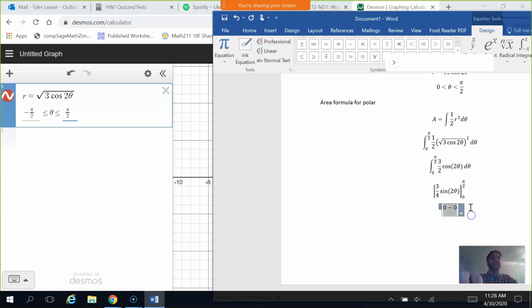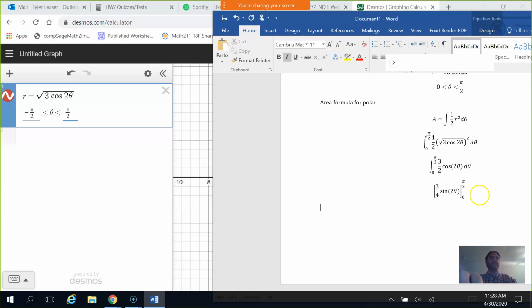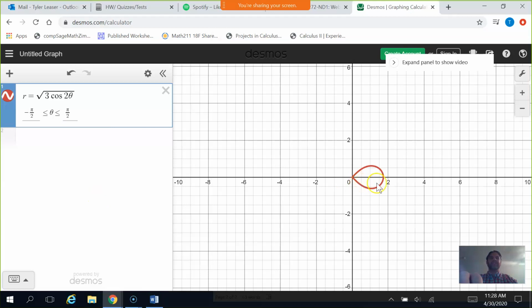Although it still looks like it's going to be weird. I think that's still going to give me 0, and it's going to give me 0 because of the negative and the positive adding up. So we gotta be more clever.